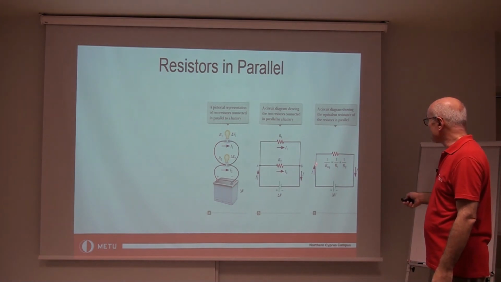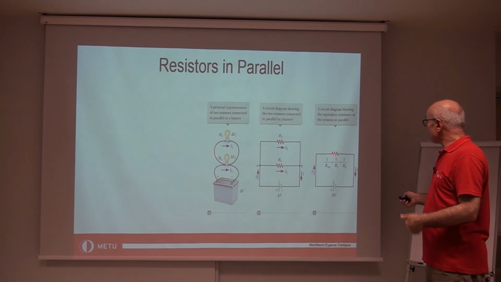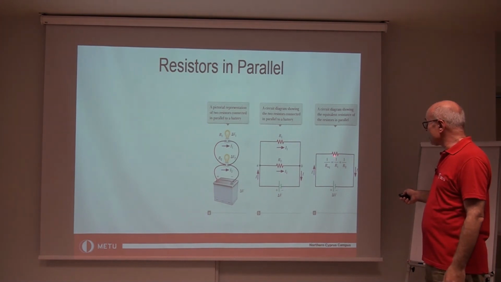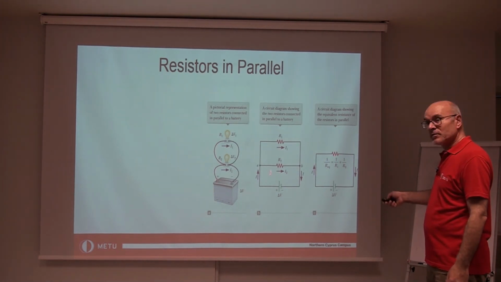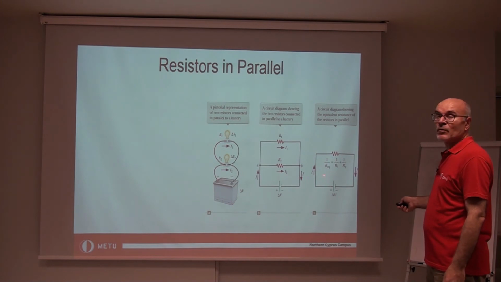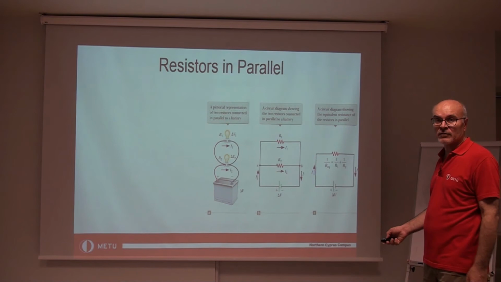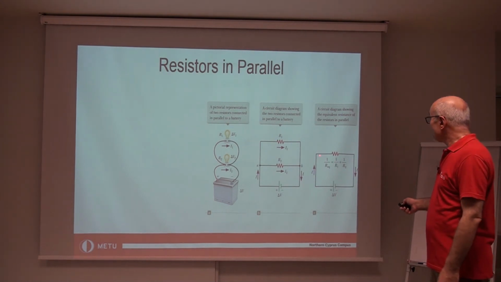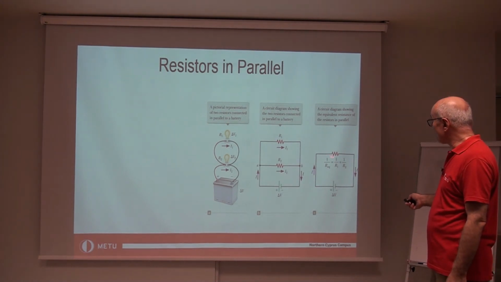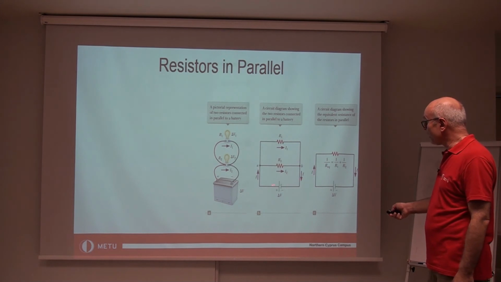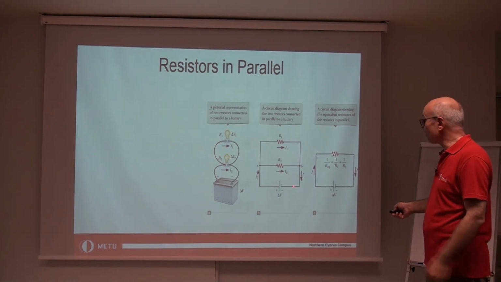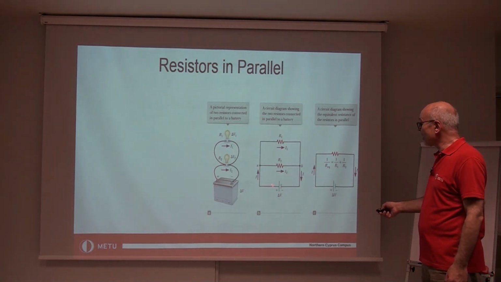So this is how it looks. Now, the equivalent resistance of these two is given by this equation. 1 over R equivalent is equal to 1 over R1 plus 1 over R2. Okay? Now, the current that passes through this equivalent resistance is I. The current passing through, in this particular example, is the current passing through the battery.